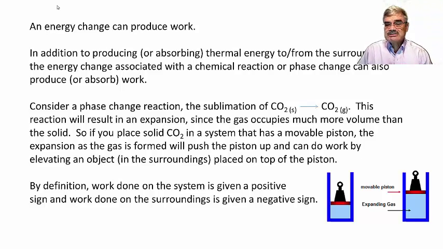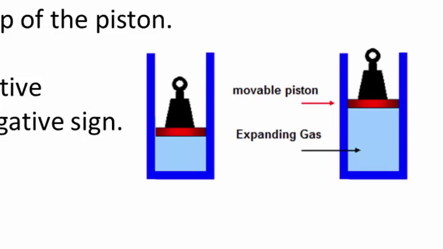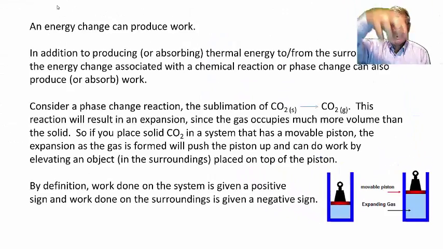So let's imagine that this is occurring inside some system, such as shown in the bottom right, where the dry ice is in the very bottom part, and there's a sort of piston. So when the dry ice sublimes to the gas phase, it expands and pushes up the piston. What if we have a weight on top of this piston? Then the sublimation of carbon dioxide to carbon dioxide gas, as it expands, can do work. It can lift up this weight. So a chemical reaction or a phase change can also do work.